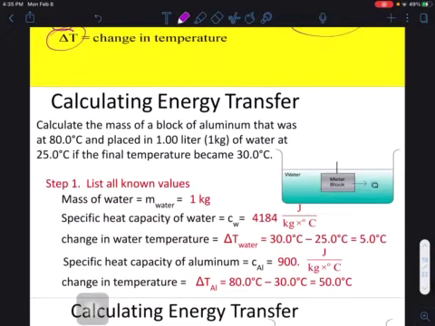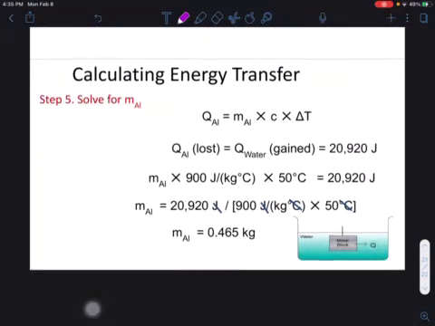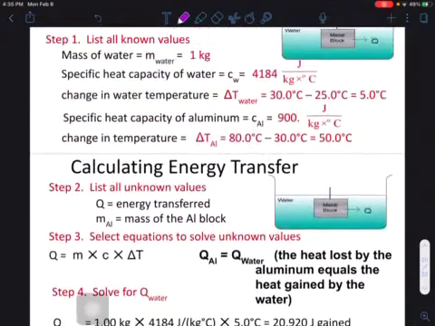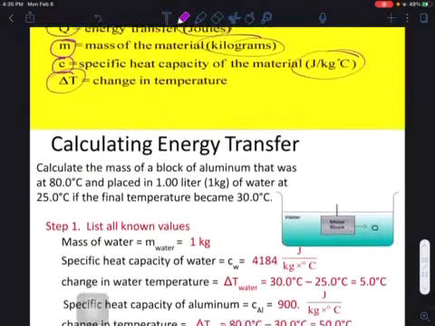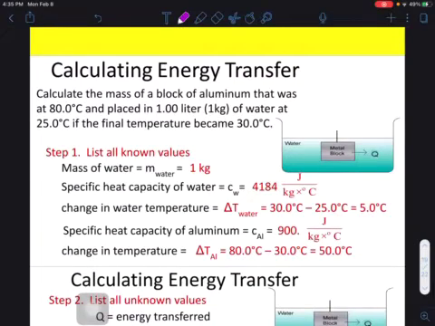This is a math problem, and again, I'll make another video to show you how to do calculations using this formula for calculating the energy transfer. So good luck on this.